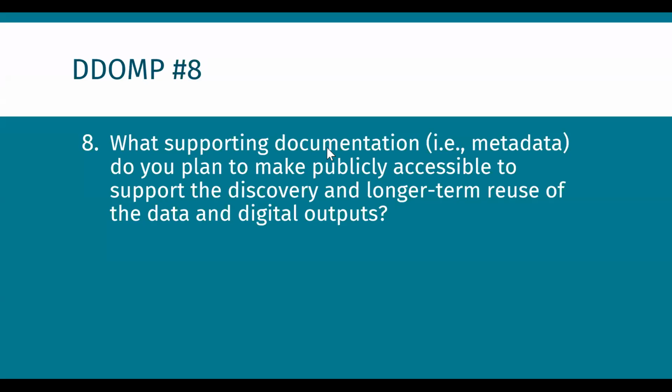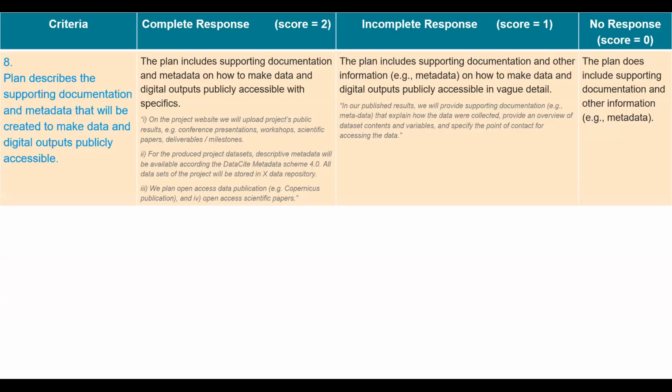DDOMP number 8: what supporting documentation and metadata do you plan to make publicly accessible to support the discovery and longer-term reuse of the data and digital outputs? For that criteria, number 8 in the scorecard, the plan describes the supporting documentation and metadata that will be created to make data and digital outputs publicly accessible. A complete response would include supporting documentation and metadata on how to make data and digital outputs publicly accessible, with specifics. Here's a very detailed example from a real DDOMP that names the website, the metadata schema that will be used, and a plan for the open access data publication and where it's going to be published.